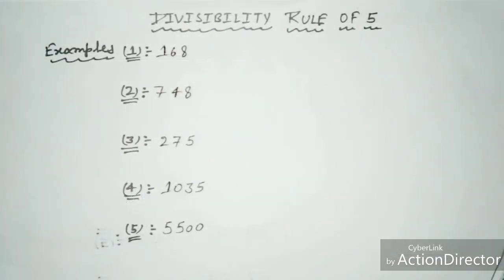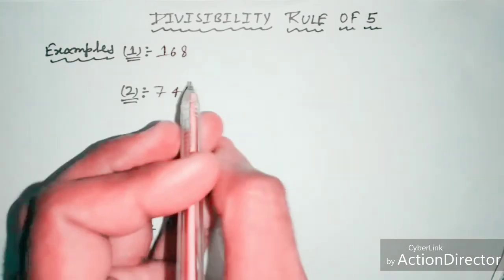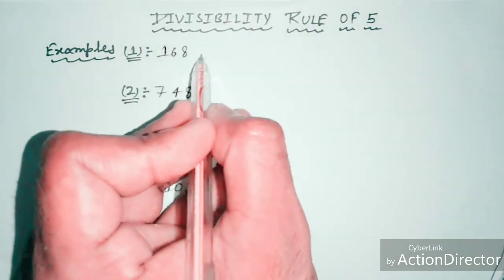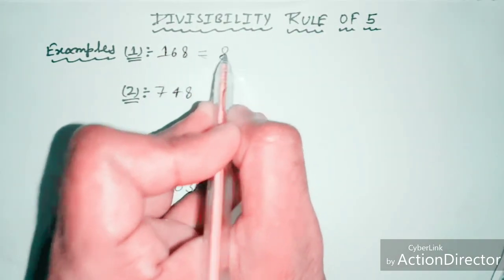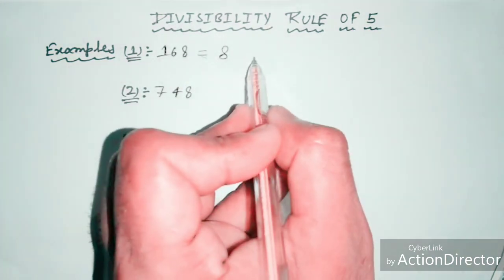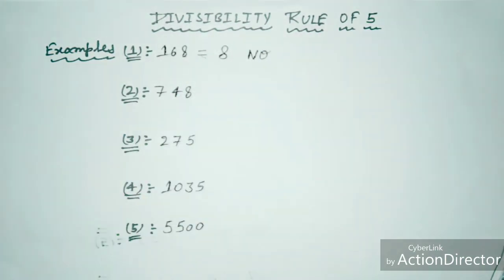Now students, here we solve more examples related to the divisibility rule of 5. Example number 1. First we revise the divisibility rule of 5. The rule says that if the number has unit digit 0 or 5, then the number is divisible by 5. Example number 1, 168. Here the unit digit is 8, which is not divisible by 5. So the number is not divisible by 5.